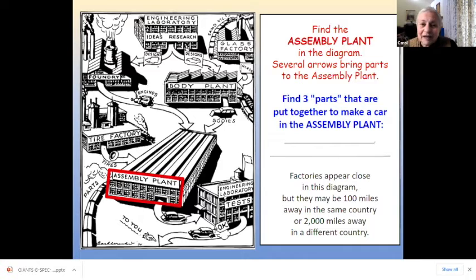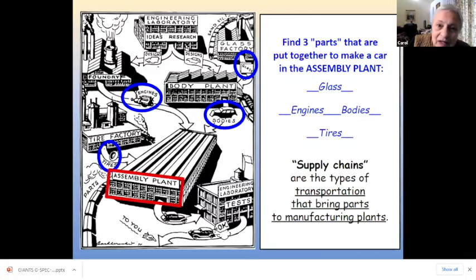And I depend on using not copyrighted graphics. So this looks like before I was born or when I was a little kid. This is a diagram of an assembly plant. And what we ask the students to do is look at all of the buildings in this diagram, and figure out what parts get put together to make a car. Now, what I need to add is nowadays, the parts could come from 100 miles away. They could even come from 2,000 or 9,000 miles away. But let's go on and just see, glass gets put together with steel bodies, with engines, with tires. So you finally get a car.